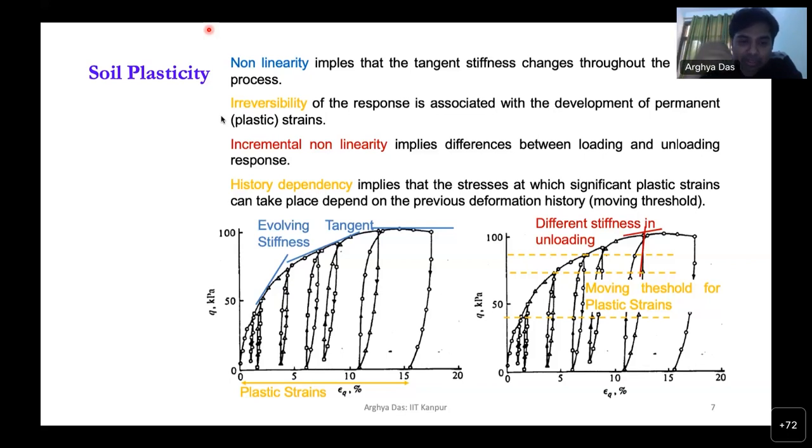So when we are modeling plasticity, this history dependency, or the OCR, over-consolidation ratio effect, we also need to take into account for modeling. So these are some of the complexities in how we can model soil. I hope so far things are well. Please feel free to ask if you have questions.